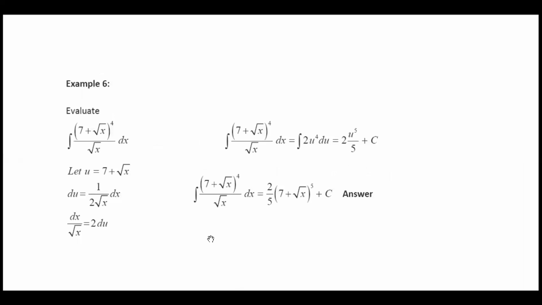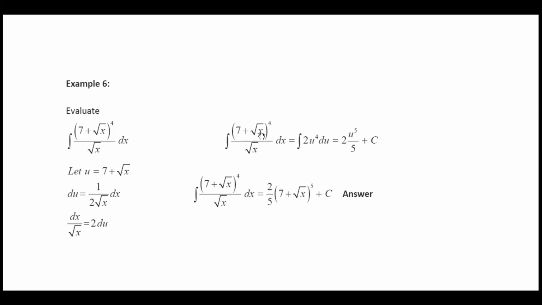Let's look at example 6. I'm going to let u be 7 plus the square root of x. What am I not letting u equal? dx over the square root of x. So I let u be 7 plus the square root of x. du is now the derivative of this. Remember, this is x to the 1/2 power, so the derivative is 1/2 x to the negative 1/2, which is 1 over x to the 1/2, which is 1 over the square root of x. So we're not showing all the steps. This is what the derivative of this thing is. What do we want? dx over the square root of x. dx over the square root of x is 2 du.